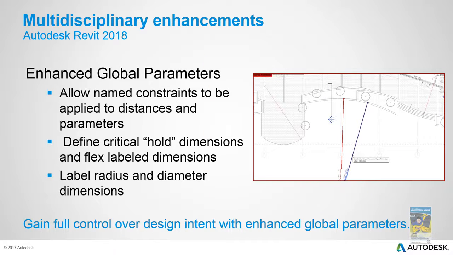You now have the ability to adjust and tweak more global parameters. For example, setting up better constraints, being able to set up whole dimensions, being able to flex and label the dimensions a little easier, and then also introducing the global parameters for radius and dimension.